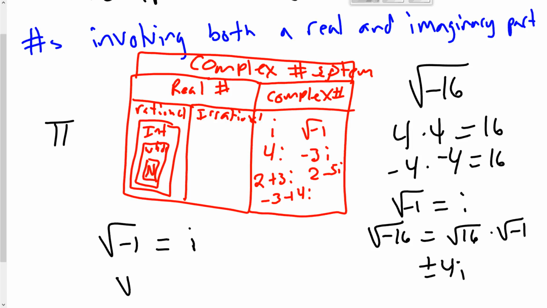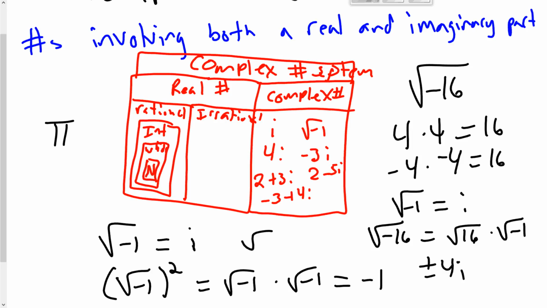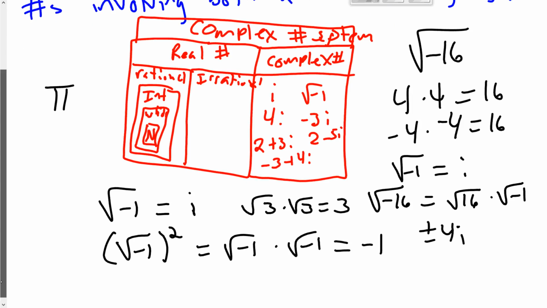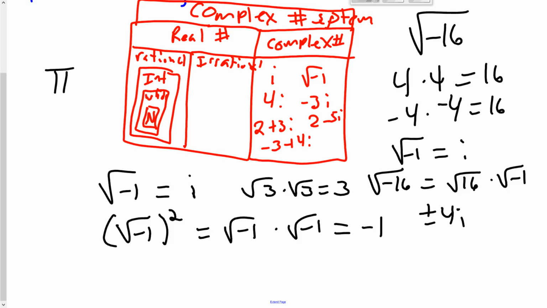Now, if we square that, that means I would have 2 of them, right? Square root of -1 times square root of -1. And when I multiply and I have the same radical and the same radicand underneath, then it's just -1, just like square root of 3 times square root of 3 is 3. So square root of -1 times square root of -1 is -1. And square root of -1 is equal to i, so i squared is equal to -1.